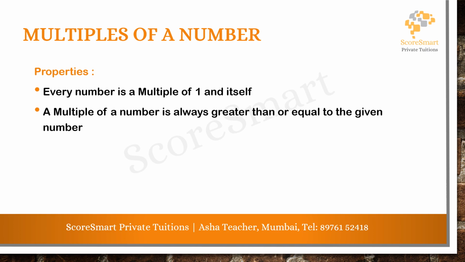A multiple of a number is always greater than or equal to the given number. In the last example, we have seen that 5 is equal to 5 and its multiples 10, 15, 20, they are all greater than the number.